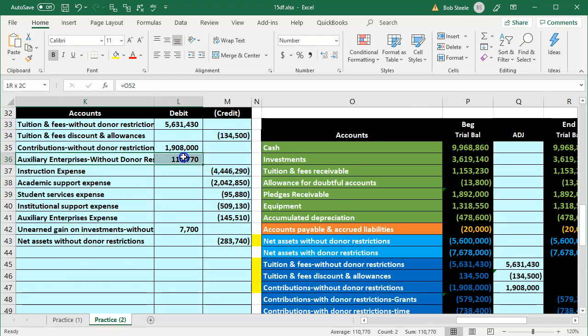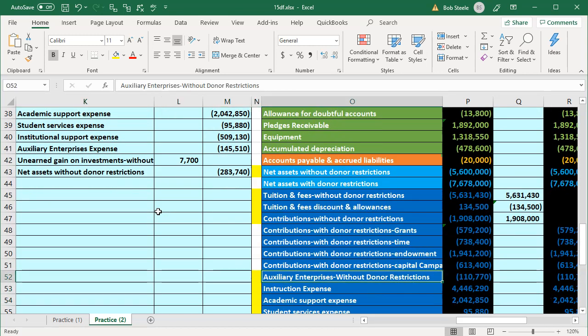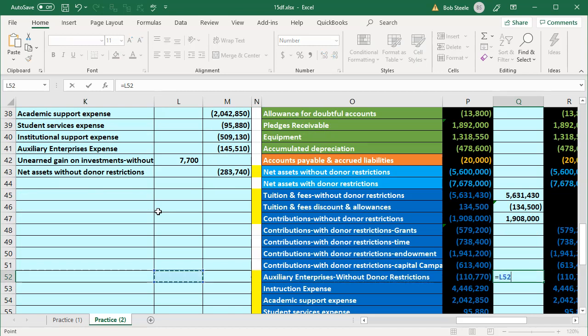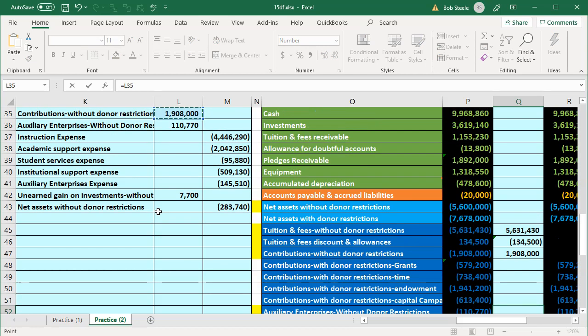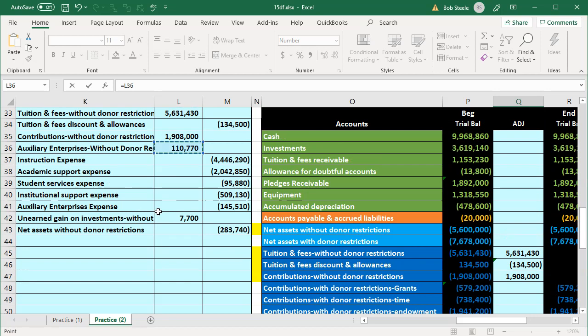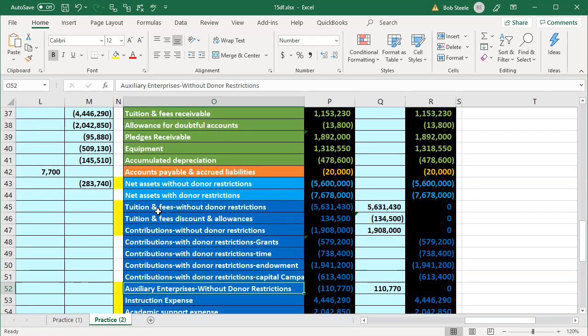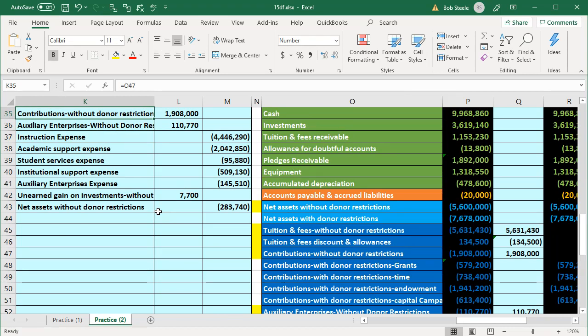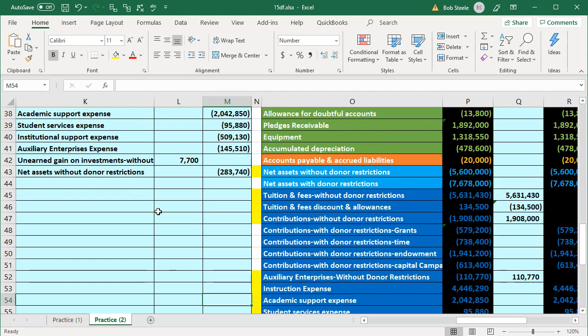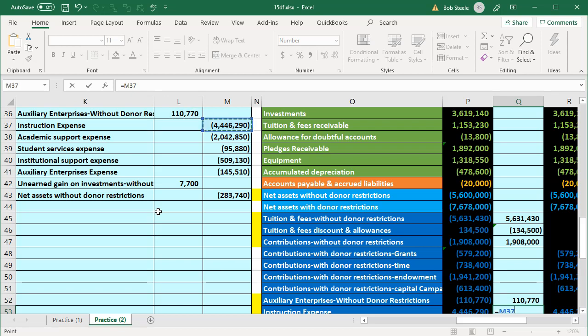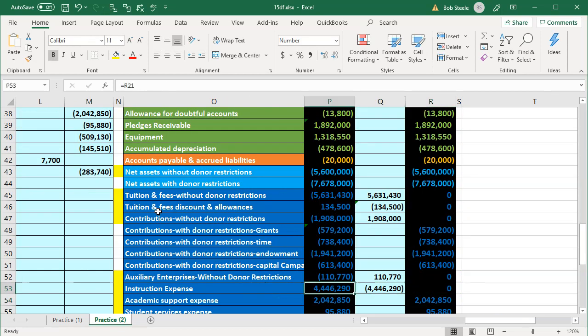Next, we have the auxiliary enterprise without donor restrictions. So we're going to scroll back down. We have the auxiliary enterprise without the restrictions. We are in cell Q52 equals, scrolling back up, we're going to pick up that amount, that 110,770, bringing it to 0. And the next item we have is going to be the instruction expense. So we'll scroll back down to the instruction expense. That's going to be in cell Q53, where we will say equals, scroll back up to the instruction expense, and enter, bringing it down to 0.